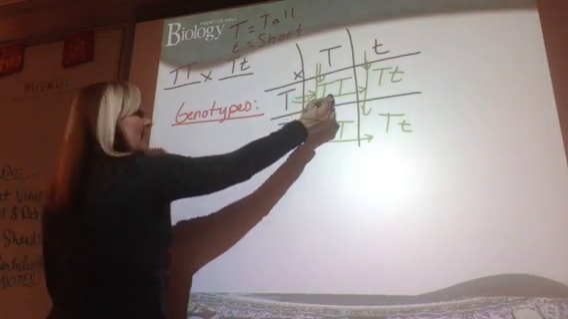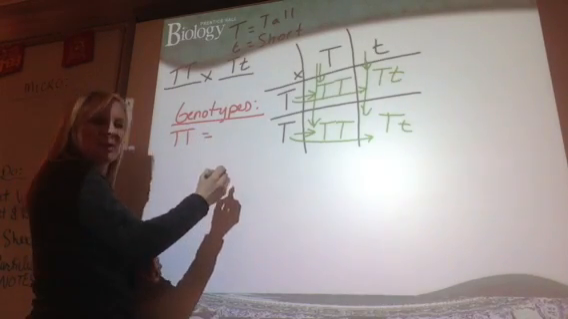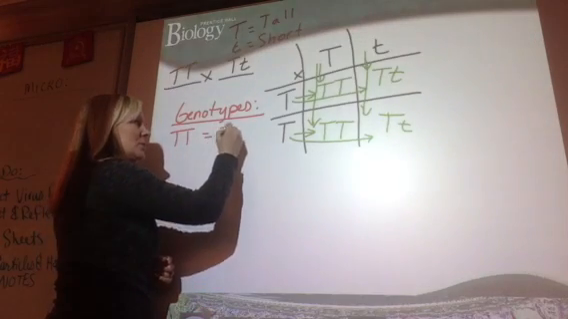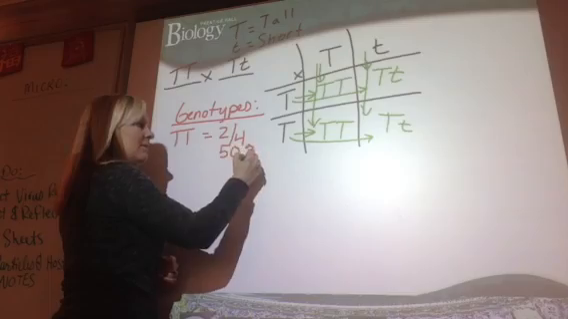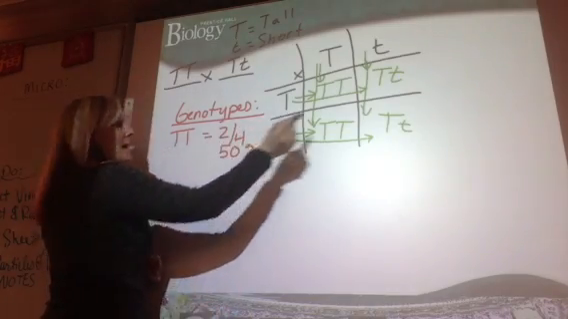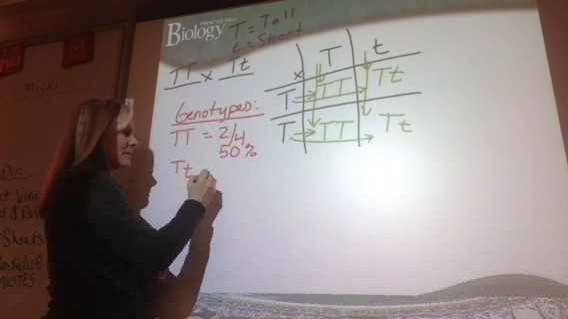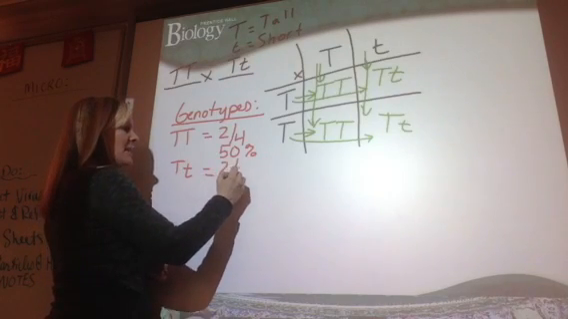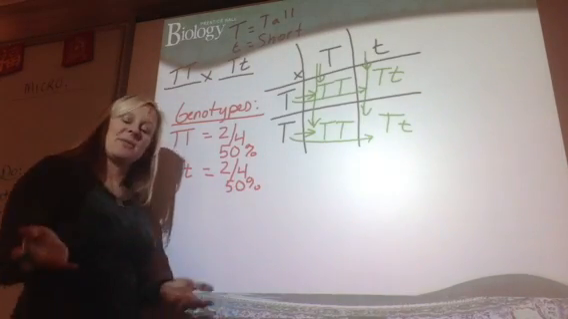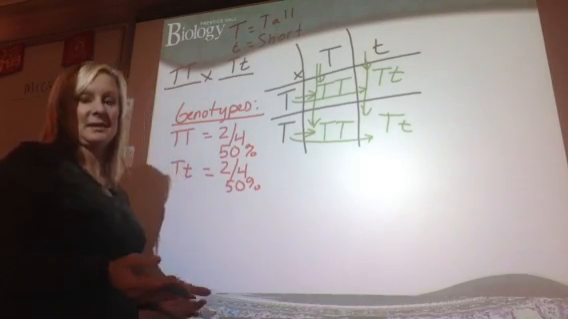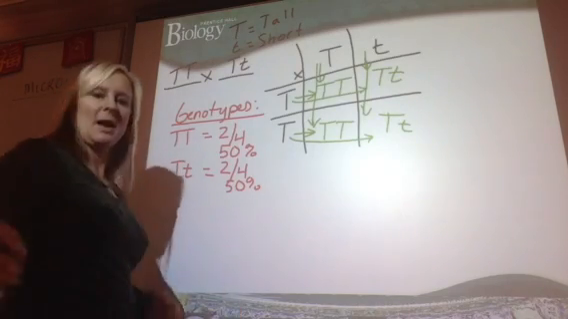Well, hopefully you're recognizing that there is homozygous dominant, and how many of those do I have? 2 out of 4, or 50%, right? The other genotype I have is heterozygous. And so heterozygous, I've got 2 out of 4, or again, 50%. Now the thing with genetics is we always try and write things then as a ratio.